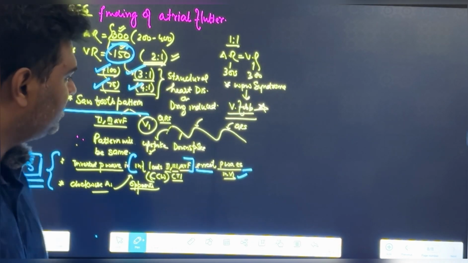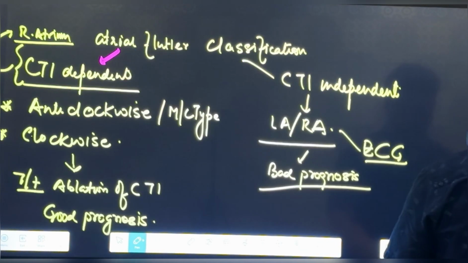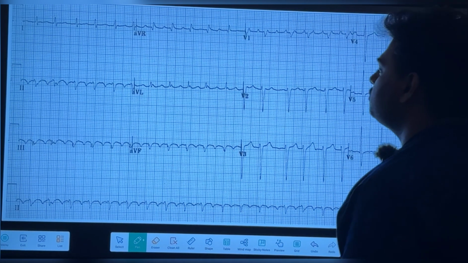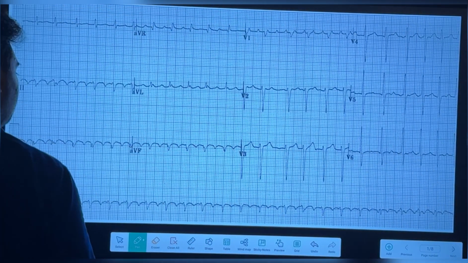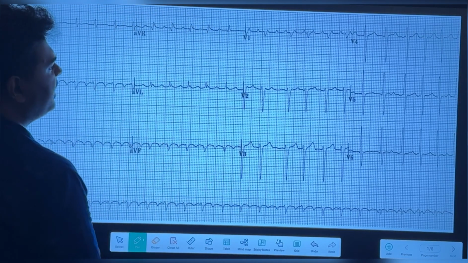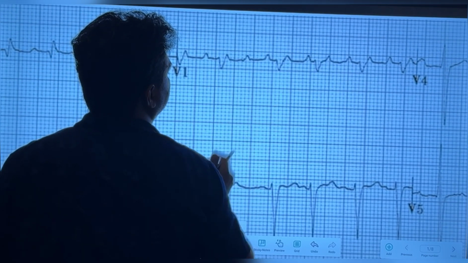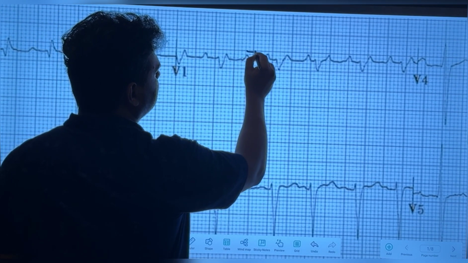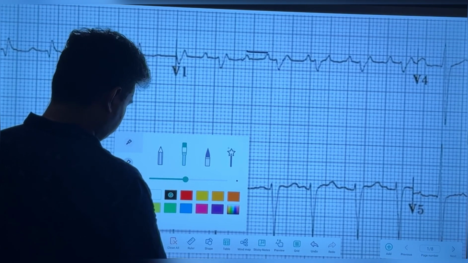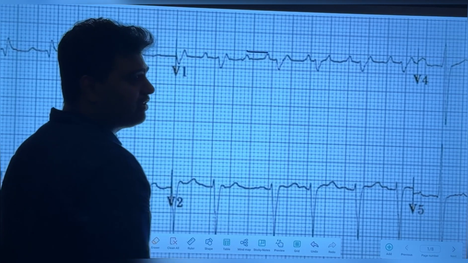So now we'll see some of the ECGs to diagnose it. Now if you see this ECG, first of all we'll calculate the atrial rate. These are two P waves. One, two, three, four, five. So there are 5 small boxes.